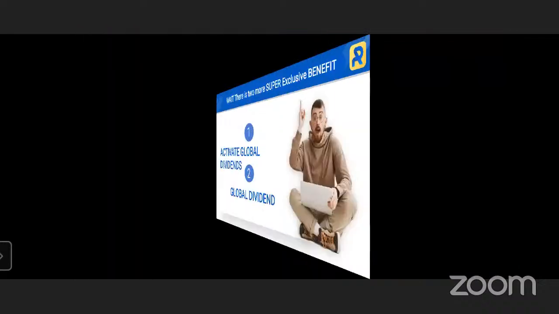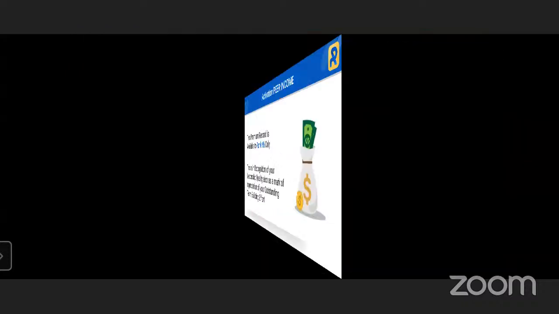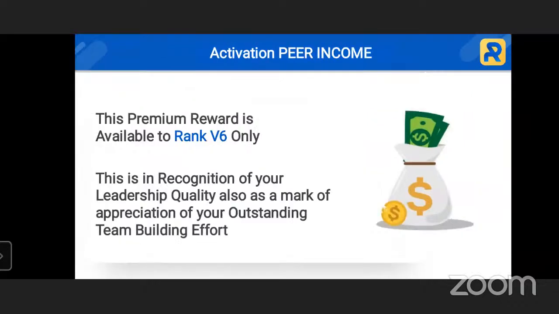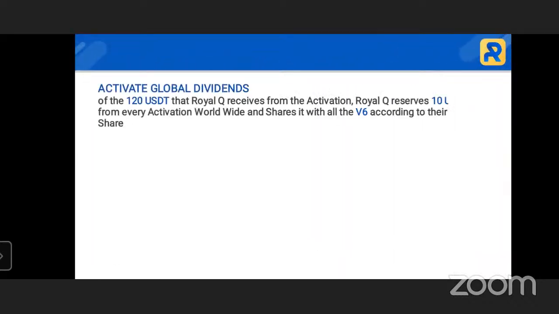Beautiful. But wait, before I close, ladies and gentlemen, we have the activation global dividends and the trade global dividend itself. Why? Because this premium reward is available for V6 only. This is in recognition for your leadership quality, as well as a mark of appreciation for your outstanding team building effort. So let me start with the activation global dividends.